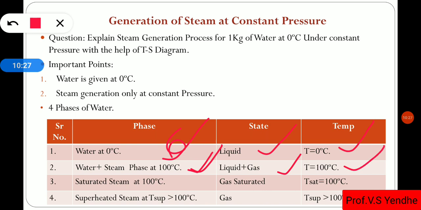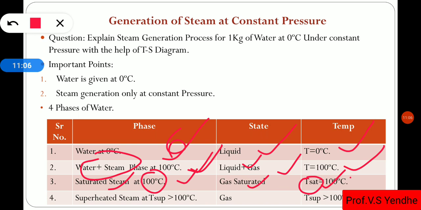Then after heating that water and steam mixture for some time, we will get saturated steam. Which steam? Saturated steam at 100 degrees Celsius. At 100 degrees Celsius, the temperature is not increasing in this case, but the phase is changing from water plus steam to steam. So the phase changes from liquid plus gas to gas, at a temperature equal to 100 degrees Celsius, and this is the saturation temperature of water. T_sat is equal to 100 degrees Celsius.